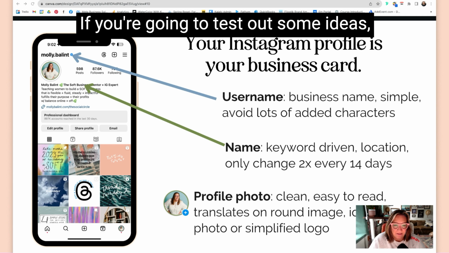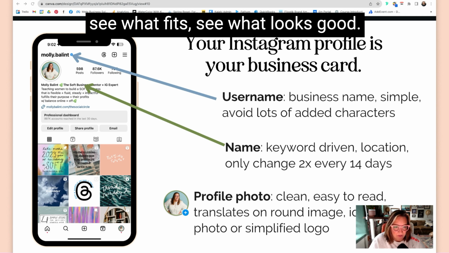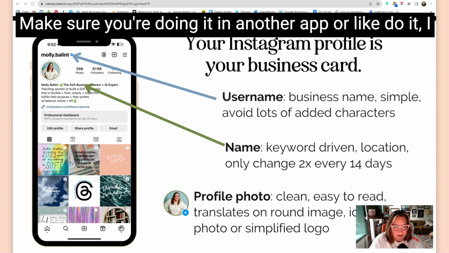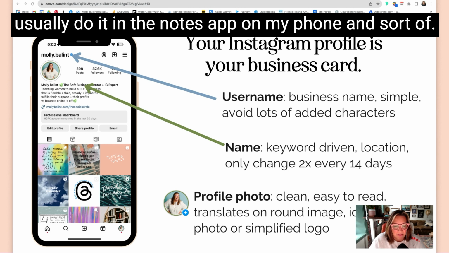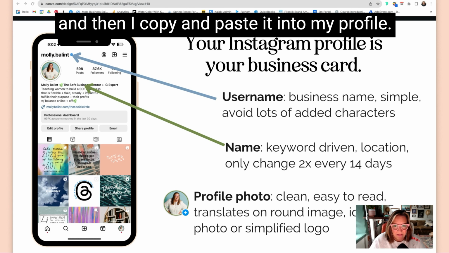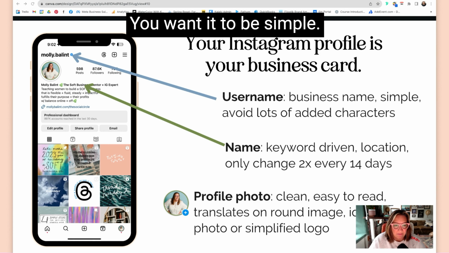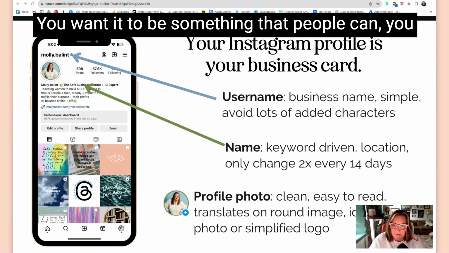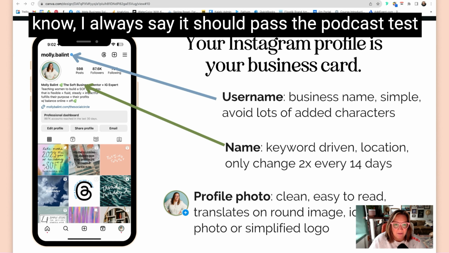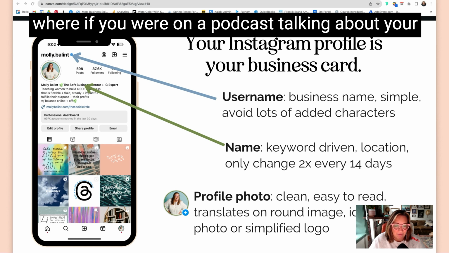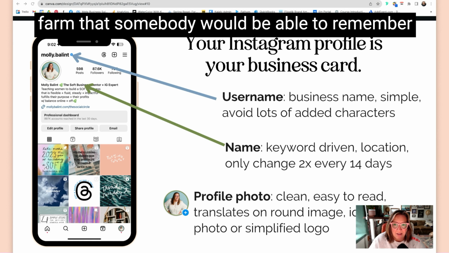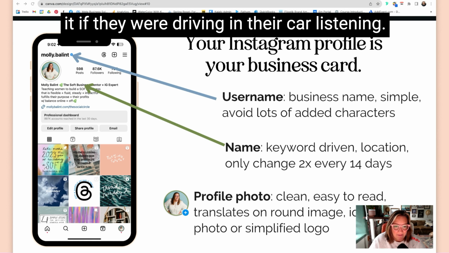If you're going to test out some ideas, see what fits, see what looks good, make sure you're doing it in another app. I usually do it in the Notes app on my phone, figure out exactly what I want to say, and then I copy and paste it into my profile. So those are two really important things. Your username is important. You want it to be simple. I always say it should pass the podcast test, where if you were on a podcast talking about your farm, somebody would be able to remember it if they were driving in their car listening.